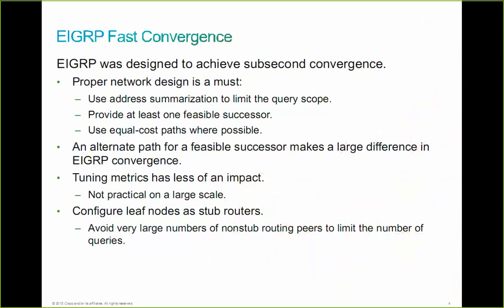You know, how do we use this to achieve faster convergence? Well, quite frankly, with summaries, we achieve it by simply not having to converge. Because just because a couple of the routes in the summary go away, the summary route doesn't change, so there's nothing to converge. Does that make sense?